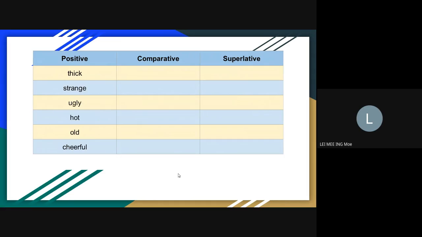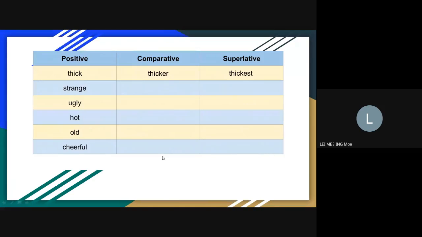Alright. So the answer is thicker. You just plus ER. This follows rule number 1. So when your comparative is following rule number 1, means that your superlative is following rule number 1 too. So superlative for thick is thickest with plus EST. Alright, next one, strange. What is the comparative form for strange? Please type it down in few seconds.